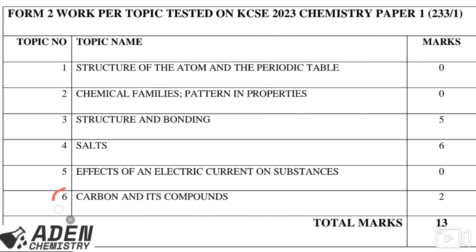So chapter 6 is called carbon and its compound. It was having 2 marks. So total marks for Form 2 was 13 marks. What have we said about Form 1? 12 marks. Form 2, 13 marks. We proceed to Form 3.